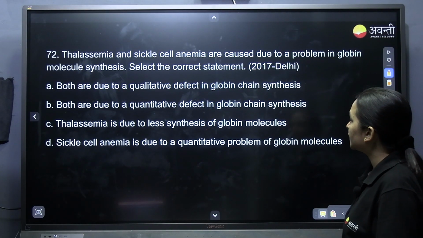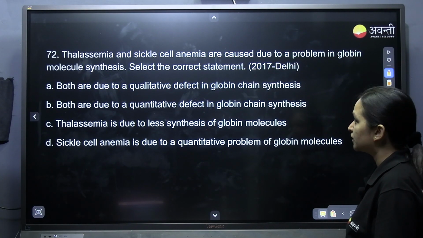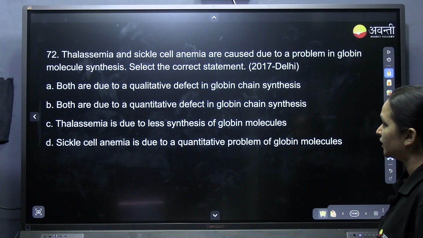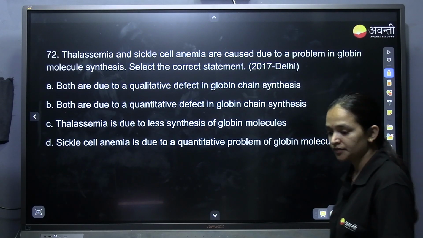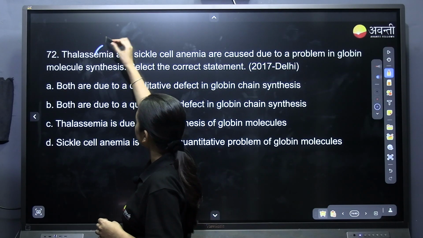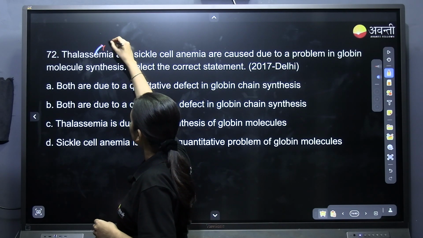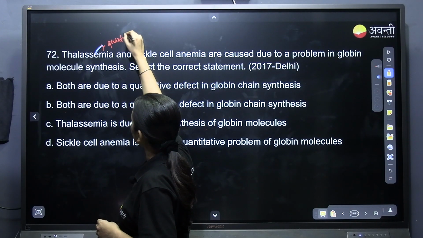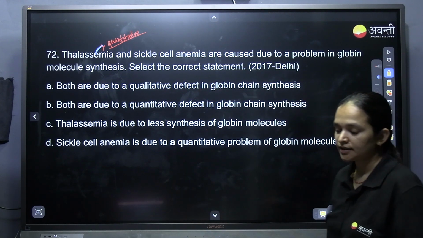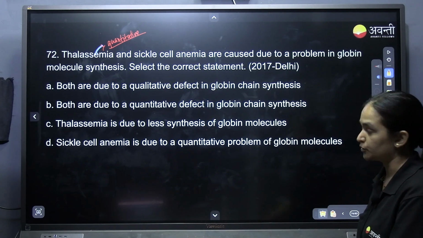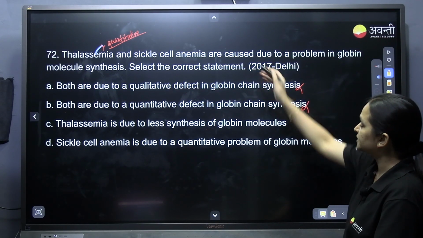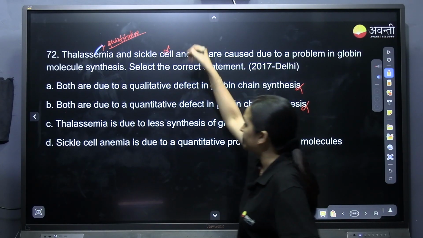Thalassemia and sickle cell anemia are caused due to a problem in globin molecule synthesis. Select the correct statement. Both are due to qualitative defect? No, look, thalassemia is quantitative. The more the defect in quantity, the more the individual is affected. So both are due to qualitative? No. Both are due to quantitative? No. Sickle cell anemia is not quantitative.